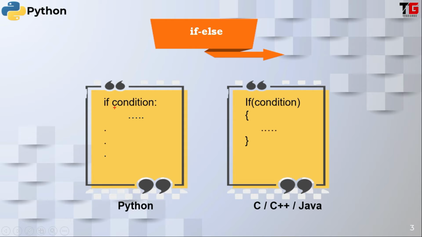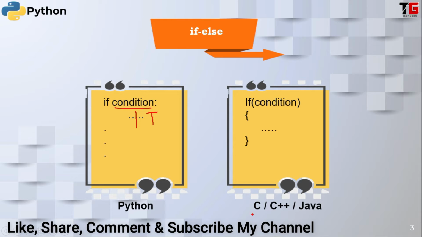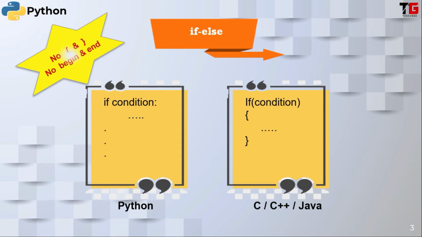So in Python, after if we give the condition, then we use colon and then specify the statements that would be executed if given condition is true. So friends, if you have studied any other programming languages like C, C++ or Java, then you must know that in these programming languages we give a condition, then we use curly braces to specify the statements to be executed. But in Python we don't have curly braces, we don't have begin and end statements. So how can we specify the block?